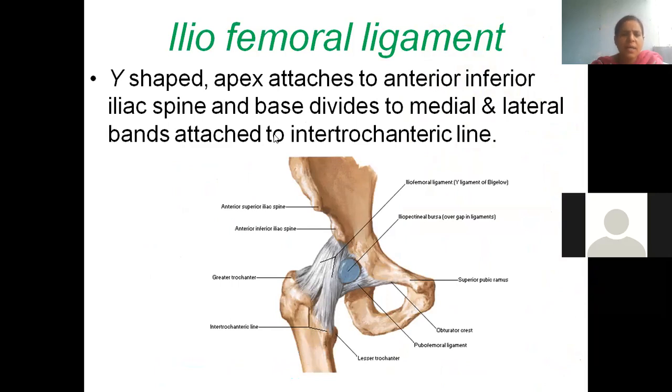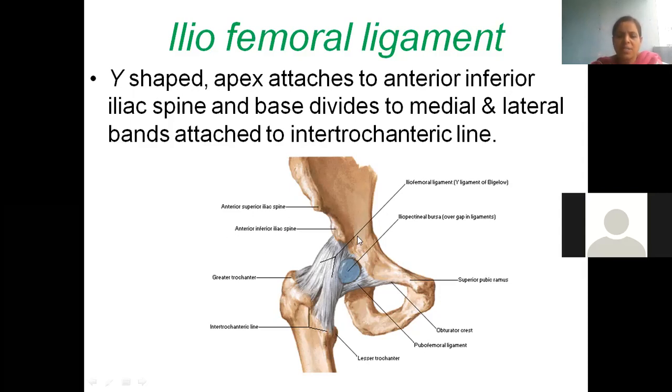So there are certain ligaments which are connecting from the ilium to the femur. You call it as iliofemoral ligament. Okay, it is Y-shaped ligament. This is the strongest ligament of our body. This is also called as ligament of Bigelow, and this is the ligament which makes our body stand in erect position. Okay, Y shaped.